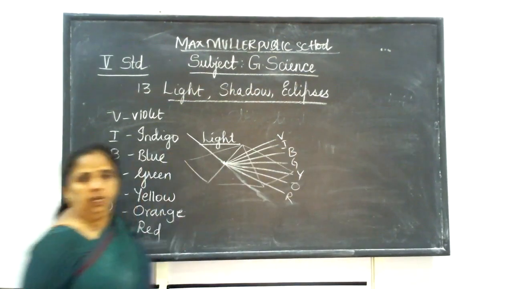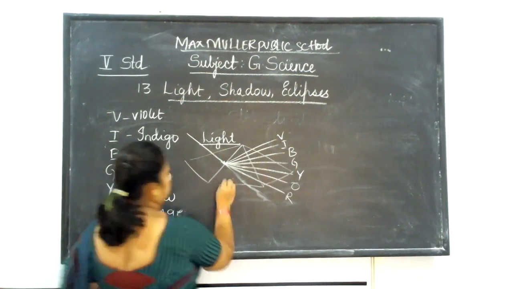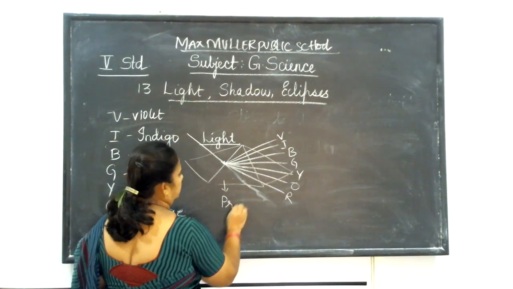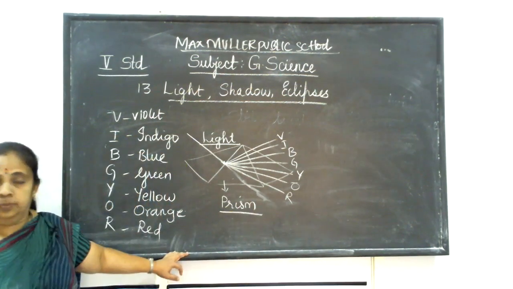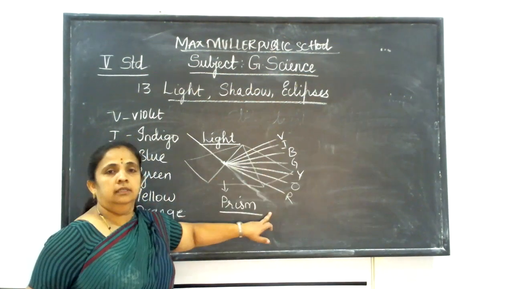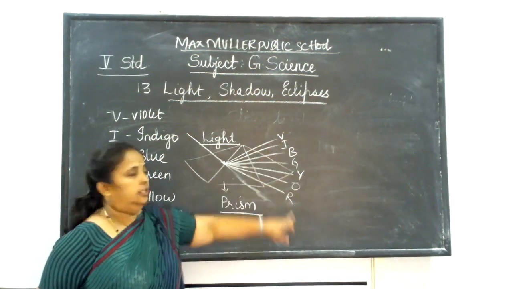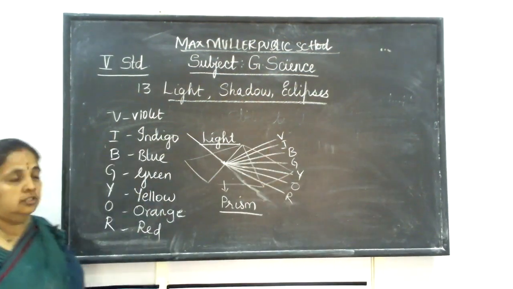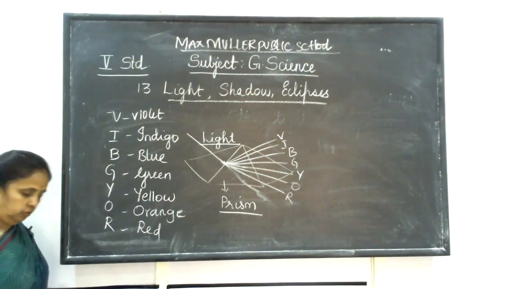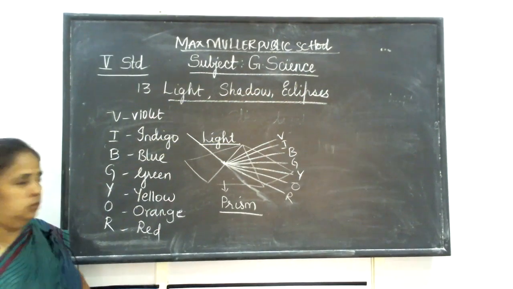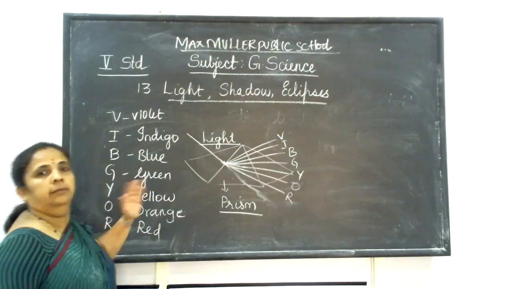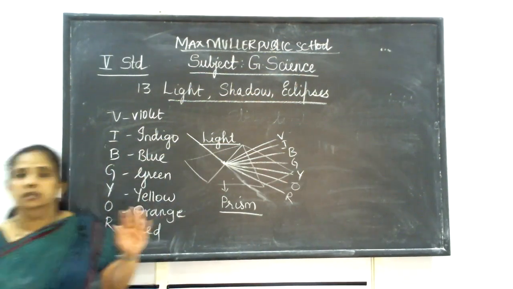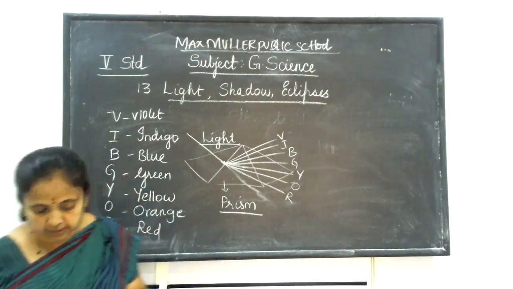So when a ray of light is passed through a glass prism, it scatters, it spreads out, forming 7 different colors. This is how our rainbow is formed. So when there is sun and rain, we get a rainbow. So you can see these colors. The white light of the sun is also made up of 7 colors.